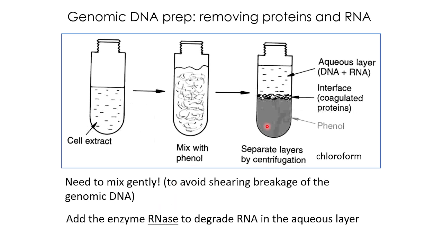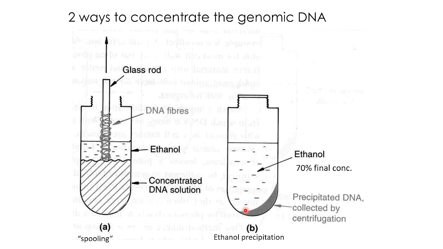But you need to be very careful so that you do not affect the genomic DNA and break it. There are two ways of concentrating genomic DNA. One is via spooling, the other is ethanol precipitation, where you add chilled ethanol and your DNA gets precipitated. You centrifuge it, collect it, and mix it with a solvent, maybe a buffer, and then you check the concentration and so on.